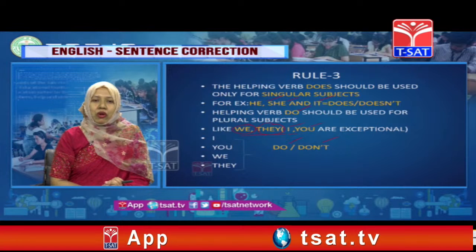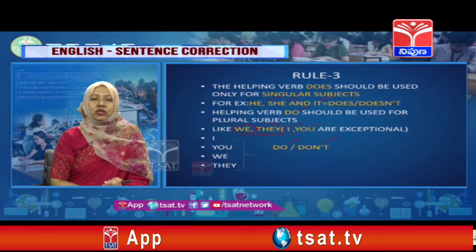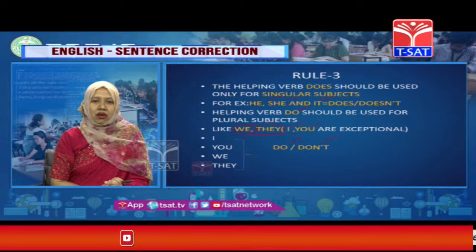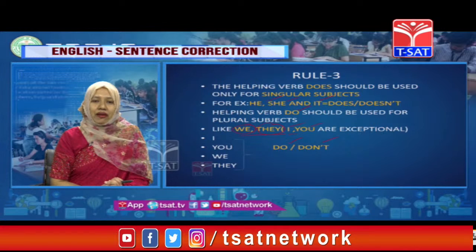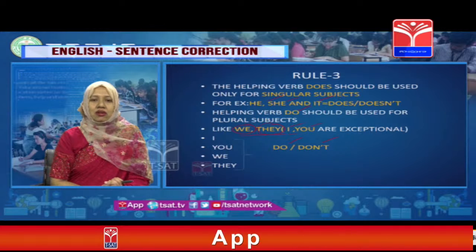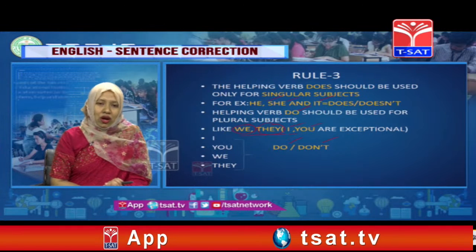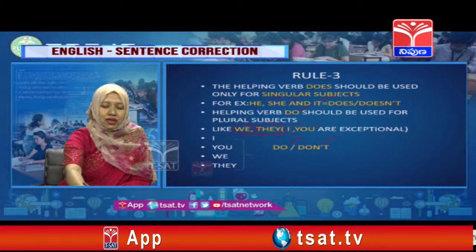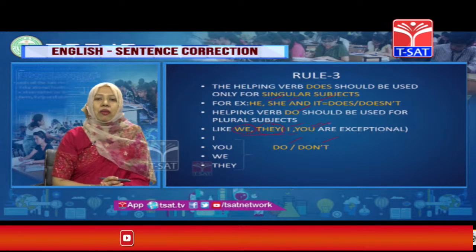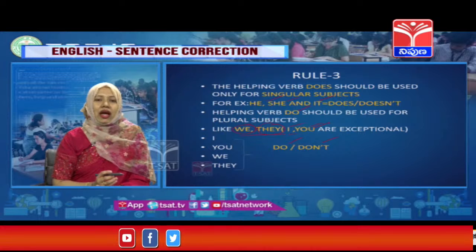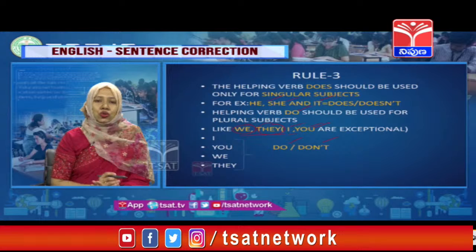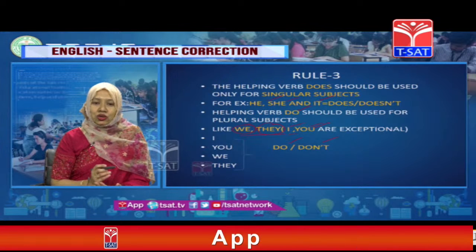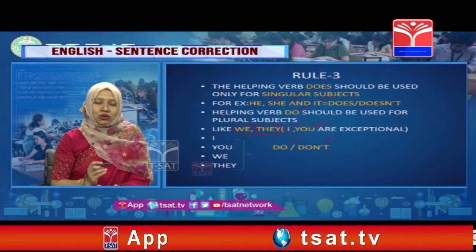Now, when we talk about the helping verb "do", it should be used with plural subjects like we and they. I and you are exceptional subjects. Though I is singular and you also is a singular subject, whenever a sentence starts with I or you, you should use "do". I do. I don't do this. I don't like to do this.